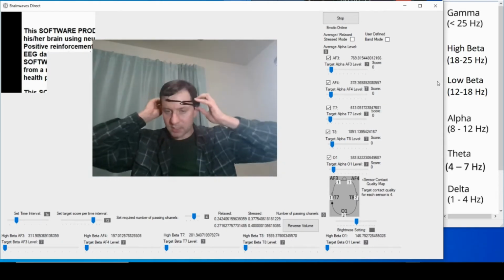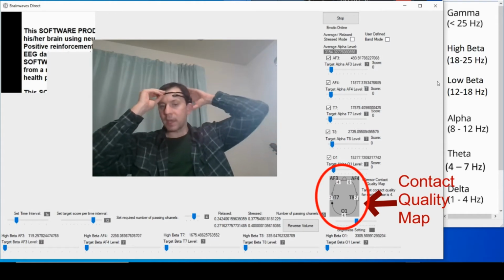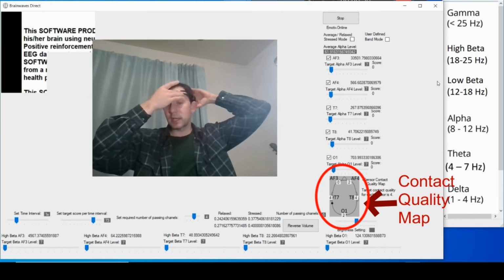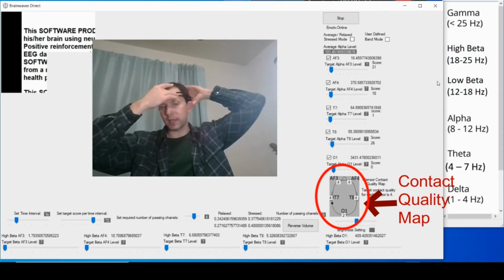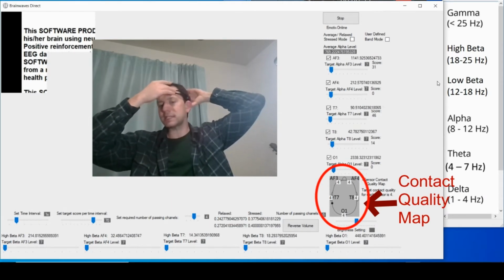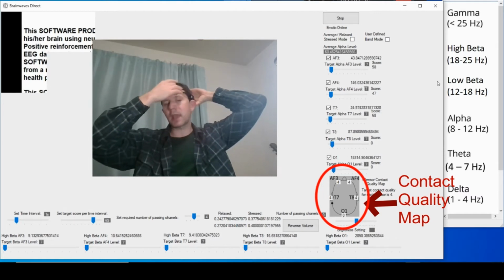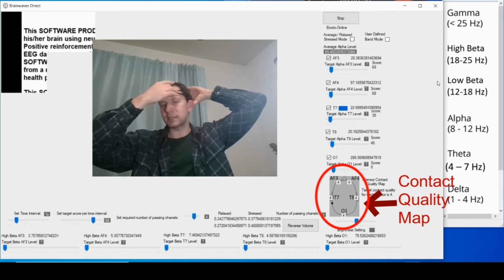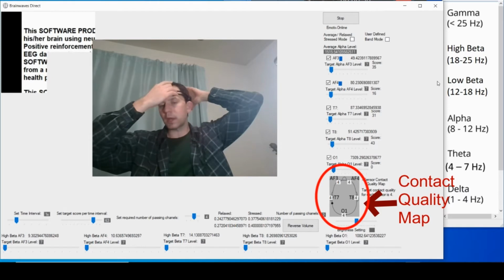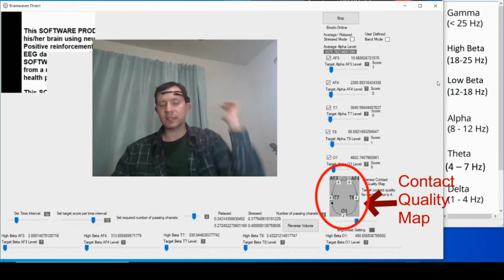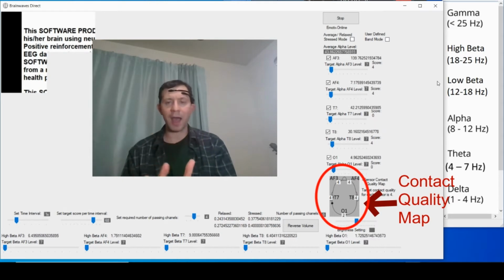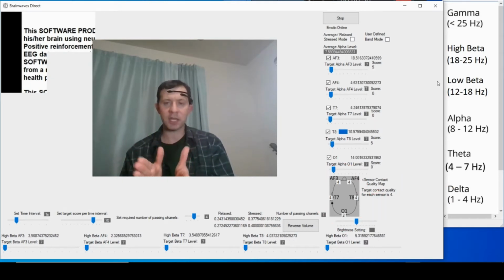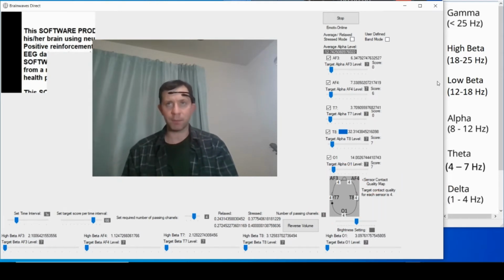I want to point your attention to the contact quality map. I'm pushing these sensors in towards my head and I'm hoping to get all fours on that contact quality map, because if I have less than a four, it means that I don't have good connection on that sensor. Before I started recording, I took a Q-tip dipped in saline solution and I wiped all my sensors. So now I have good connection and nice live readings from my brain.